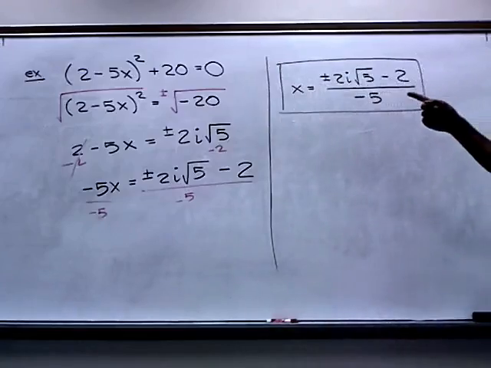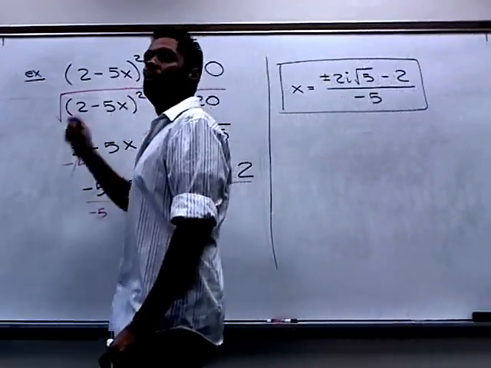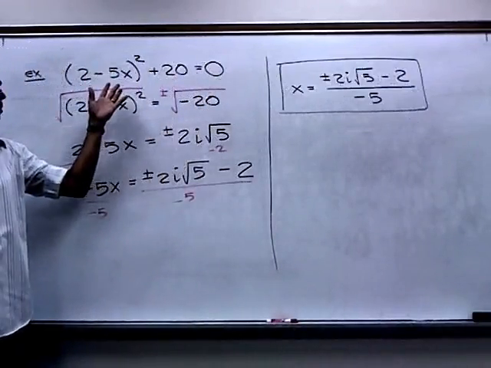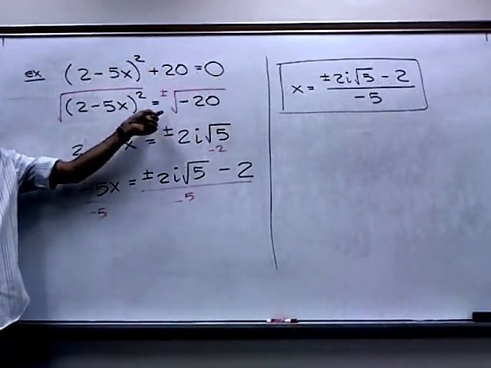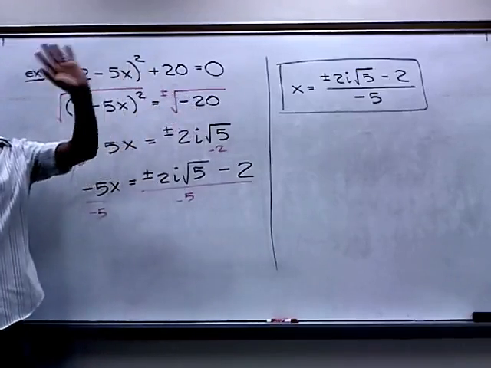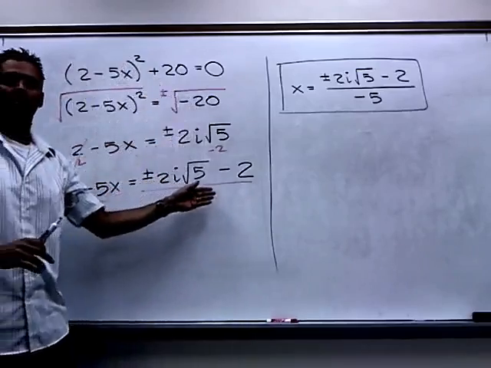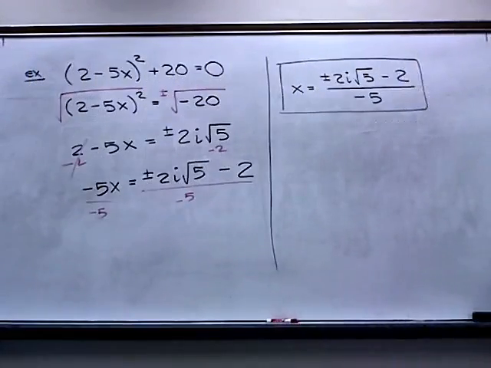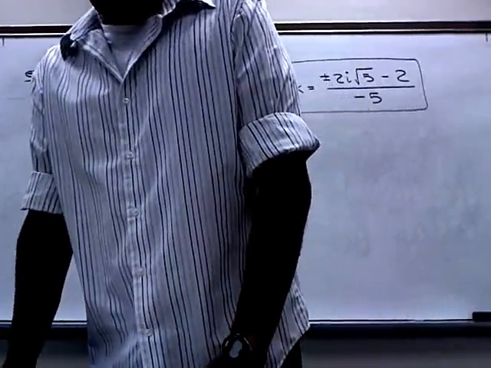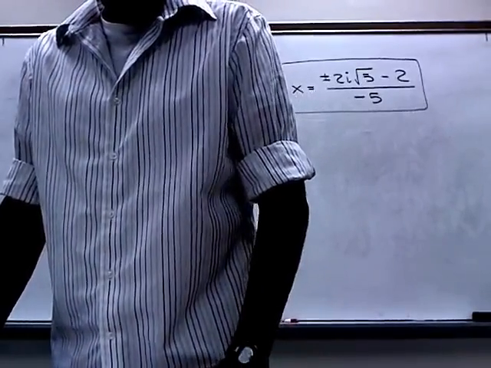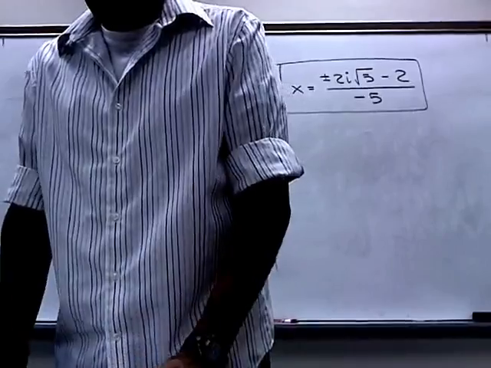So the solutions to this equation are imaginary numbers. So there's no real solution to this equation. A long time ago we would have stopped right here because we would have had the square root of a negative number. We said we can't do that, right? Now we can. And so we get our imaginary solutions. Make sense? You're going to get some practice when you get home.